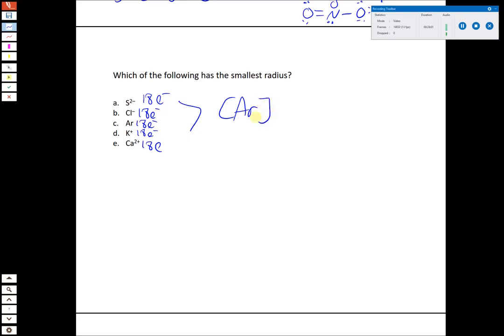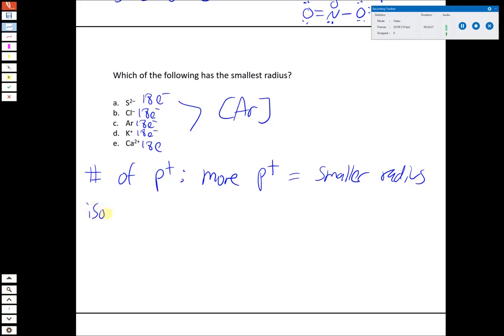So they have the same number of electrons, and the same subshells for all those electrons. So what's going to determine the radius is the number of protons in the nucleus. If you have the same number of electrons, more protons is going to pull the electrons closer, so that's going to give you a smaller radius. Or another way of thinking about this: isoelectronic ions are ones that have the same number of electrons, like these do.